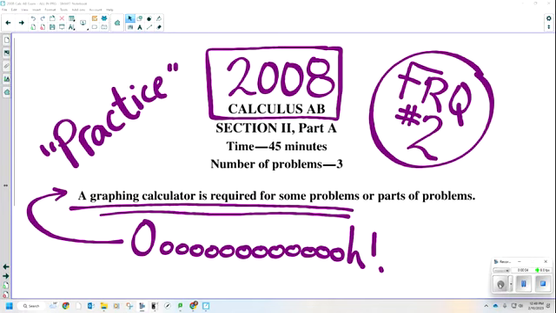Glory, glory be. It is time for you and me to continue the 2008 AP Calculus AB practice exam. Thank you, College Board. All right, we are going to do free response question number 2. And woo, we get to use ourselves a graphing calculator for this one.